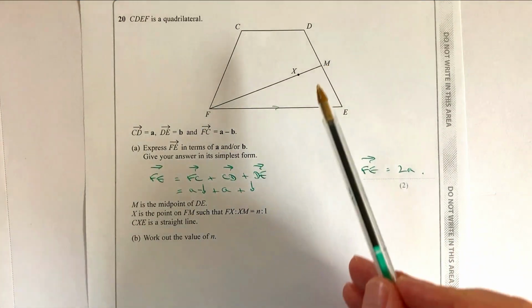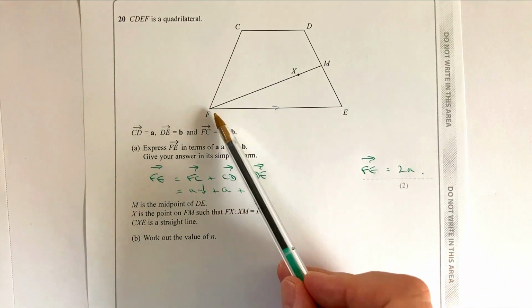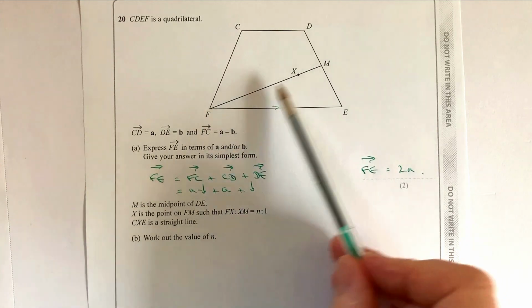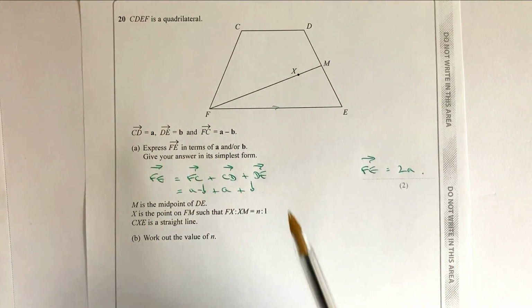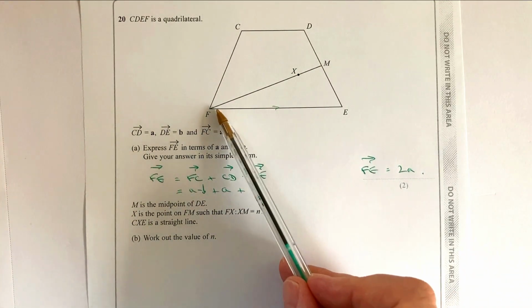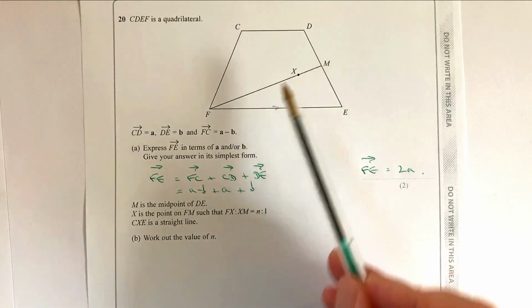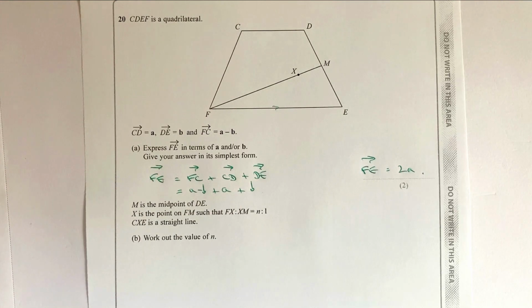So basically, FX multiplied is FM. Or if you prefer, you've got a ratio where if XM is 1, then FX is a multiple of 1. Now, I don't know whether XM is going to be 1. Let's work it out and see what happens.